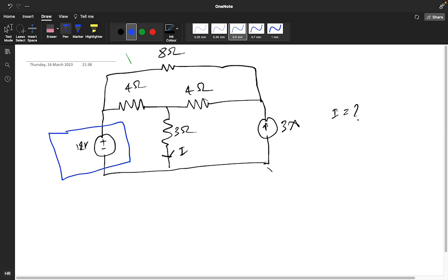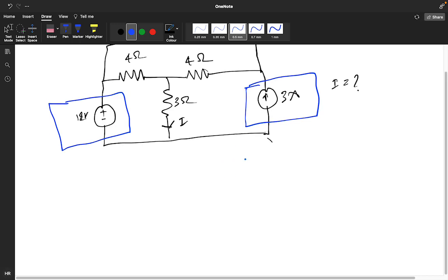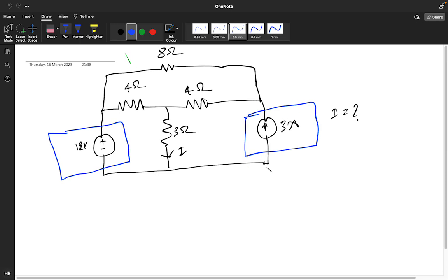This is your one independent source. This particular one is your another independent source. So for the superposition theorem, what you need to do, you have to deactivate one independent source. So I am deactivating this current. If you deactivate this particular current, what new circuit will you get?